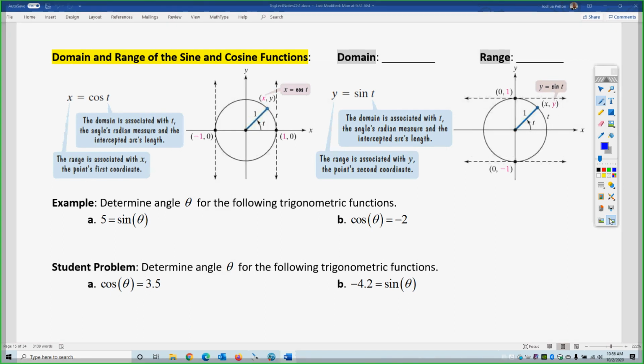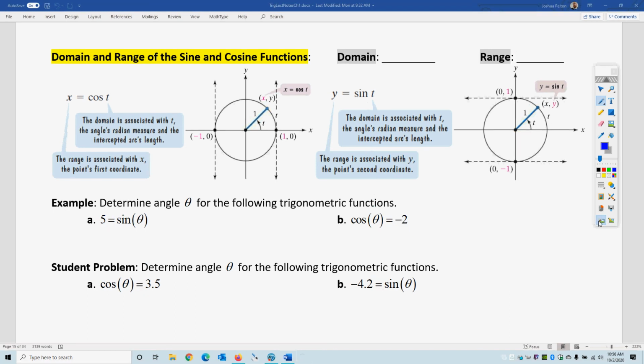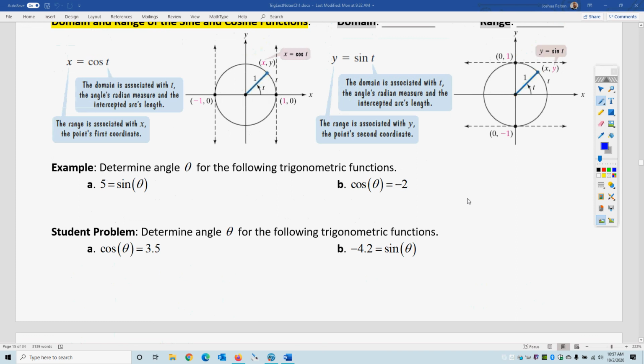There is no angle that will give you -2 for the other one either, right? Not possible, okay? Because our range is -1 to 1. You can plug in any angle you want, but you will not get anything beyond 1 and -1 for these x and y values on the circle. So thus the next two, the student problems, same thing. Not possible. Those are not within the range of -1 and 1. All right, that is the end of part 1.